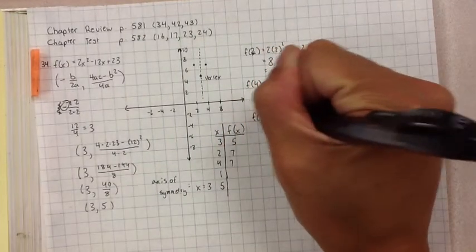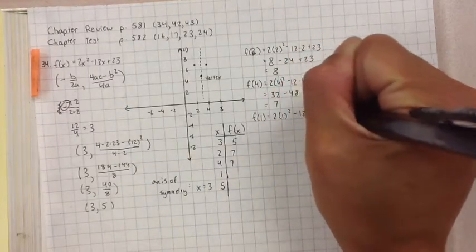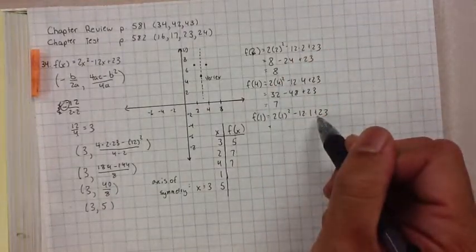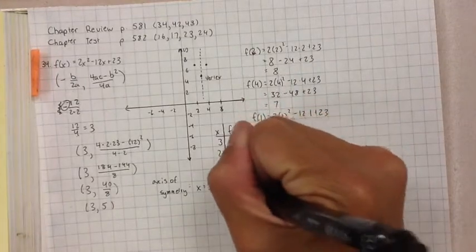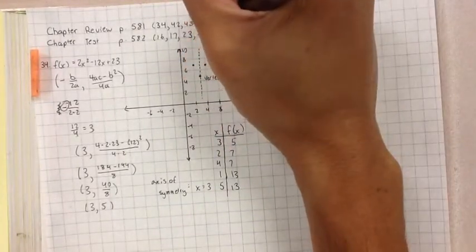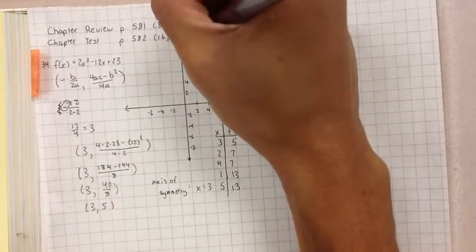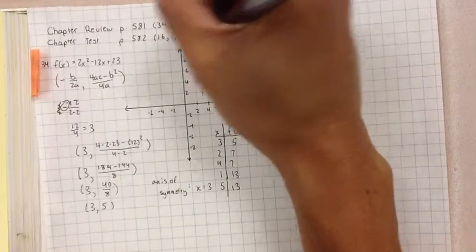Let's check f of 1. F of 1 is going to be 2 times 1 squared minus 12 times 1 plus 23. That's 2 minus 12 plus 23, so negative 10 plus 23 is 13. Going to assume this is the same over here. So here's 5, and we'll go 10, 12. It's going to be somewhere up here. You can write your graphs a little bit better than mine, but you get the idea.